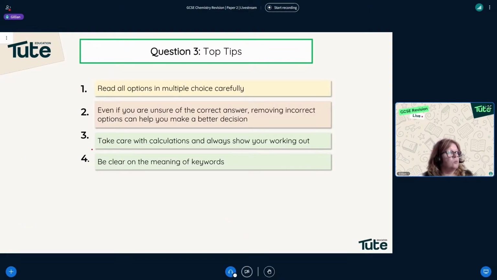So to sum up, what are our question 3 top tips? Read all options in multiple choice carefully. Even if you are unsure of the correct answer, removing incorrect options can help you make a better decision. Take care with calculations and always show your working out. Always be clear on the meanings of those keywords.